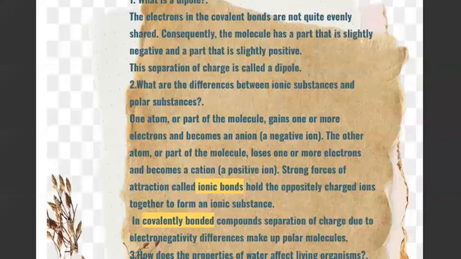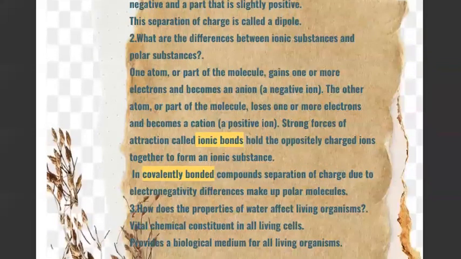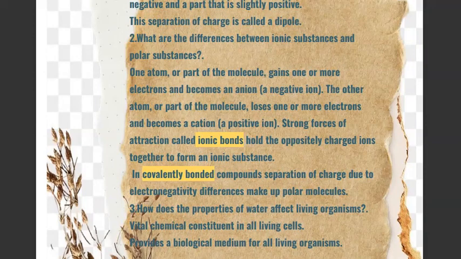2. What are the differences between ionic substances and polar substances? One atom, or part of the molecule, gains one or more electrons and becomes an anion, a negative ion. The other atom, or part of the molecule, loses one or more electrons and becomes a cation, a positive ion. Strong forces of attraction called ionic bonds hold the oppositely charged ions together to form an ionic substance.